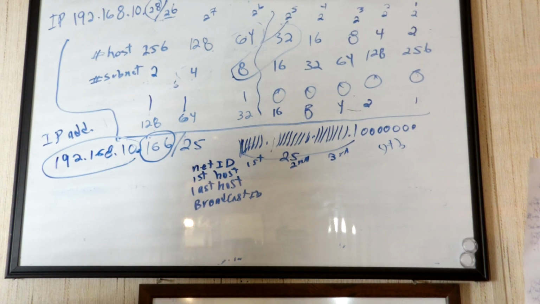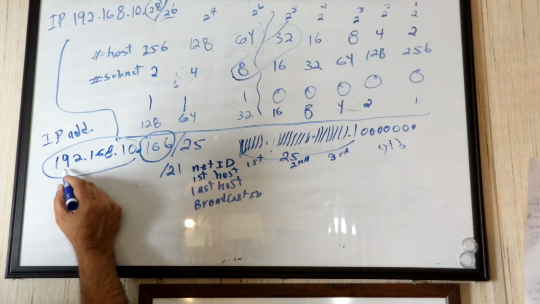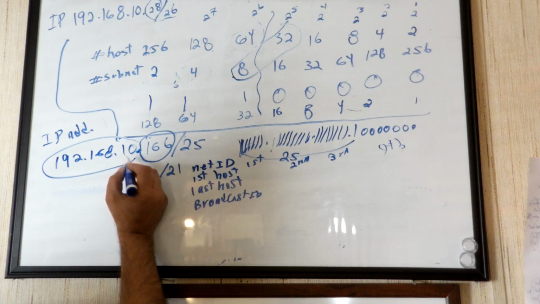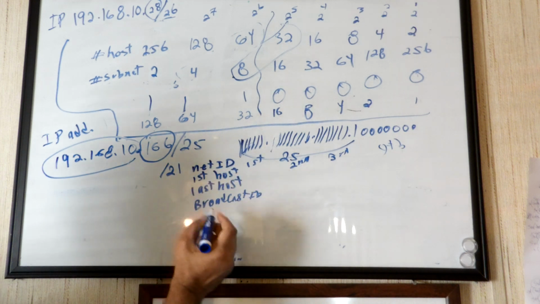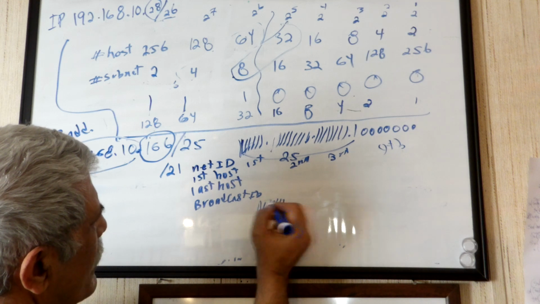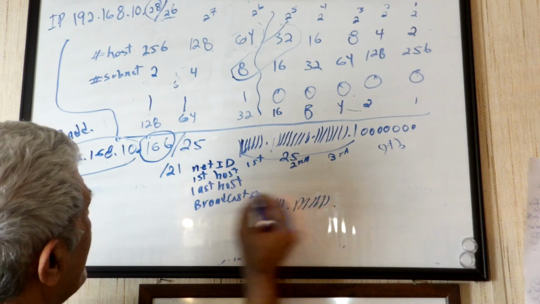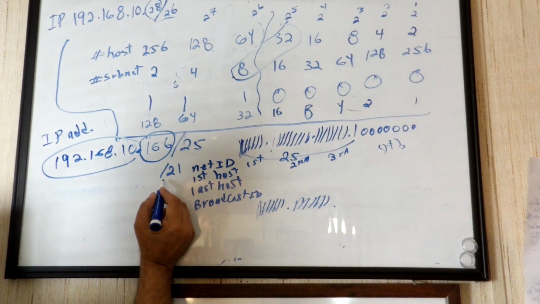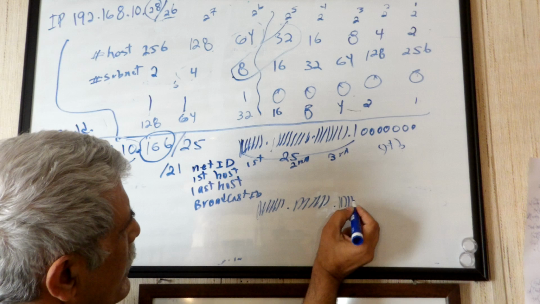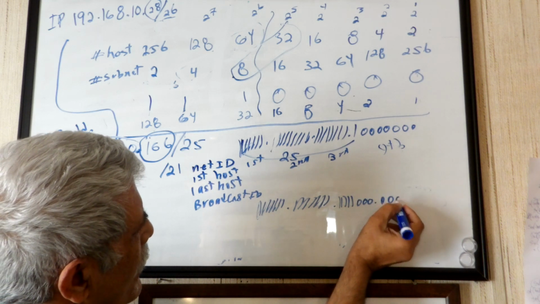If it was /21, it's going to be on the third octet because 8 plus 8 is 16, and there are 5 ones here. Suppose these are 8. 8 plus 8, 16, until 21, how many? There are 16, 5 more ones, and then the rest is going to be 0.